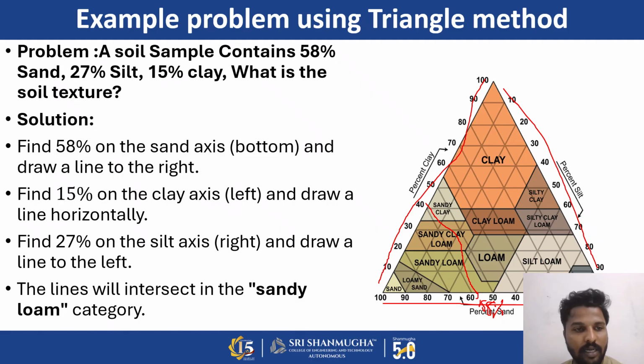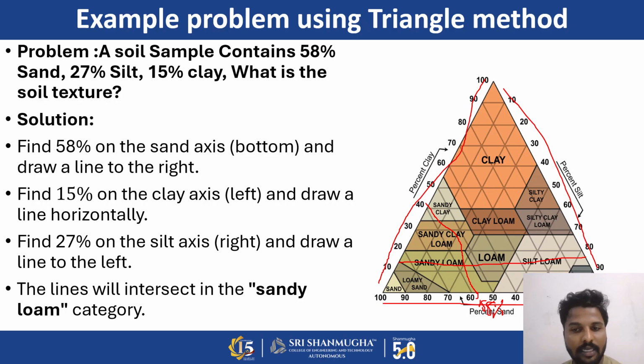Okay, then we have to make the line from the clay axis at 15 percent. It comes between 10 and 20 percent. It almost comes to this point. We have to next draw the line horizontally. The line I have drawn is not exactly horizontal, but in real time we can use scales. But here, for your understanding, I drew these lines by myself.